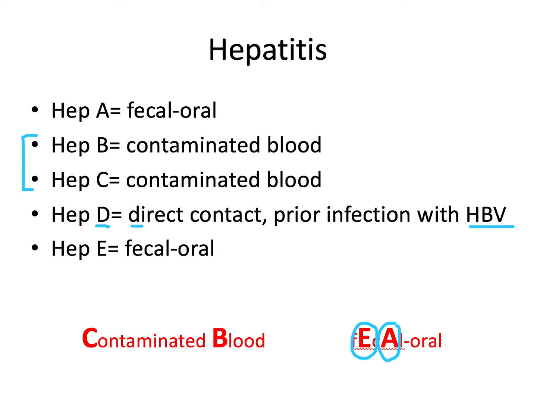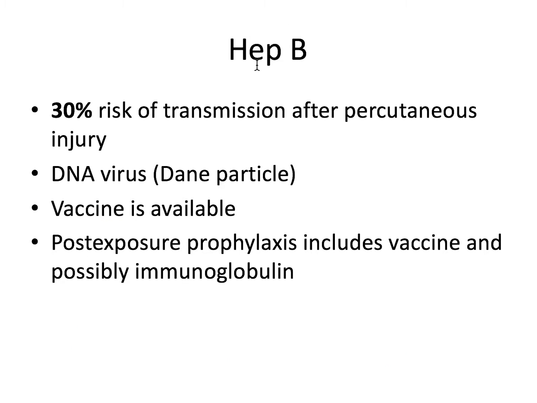And lastly, contaminated blood. This phrase begins with C and B, and lo and behold, those are the 2 hepatitis that are transmitted via contaminated blood. So hopefully those 3 memory tricks can help you to clearly remember hepatitis for the rest of your life. All right, so now let's talk about specific ones with relatable routes of transmission in the dental setting.